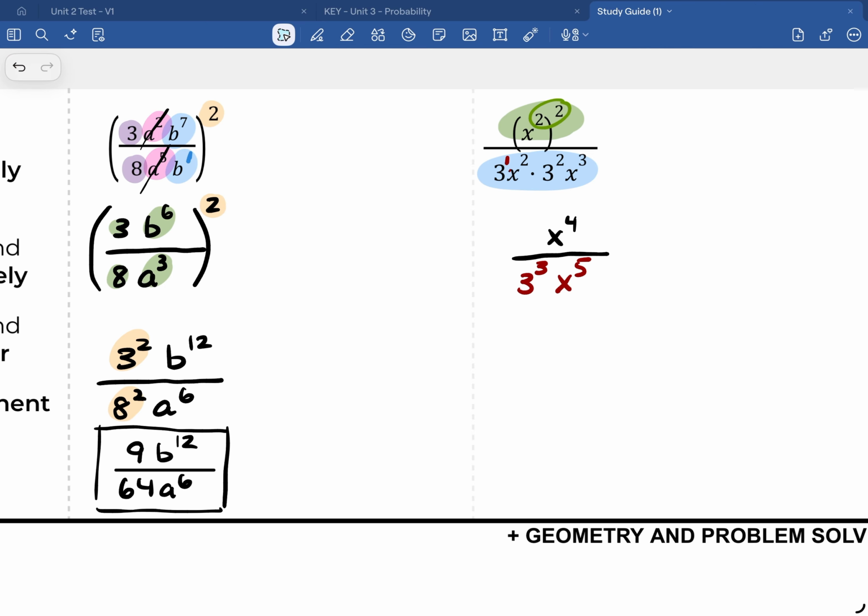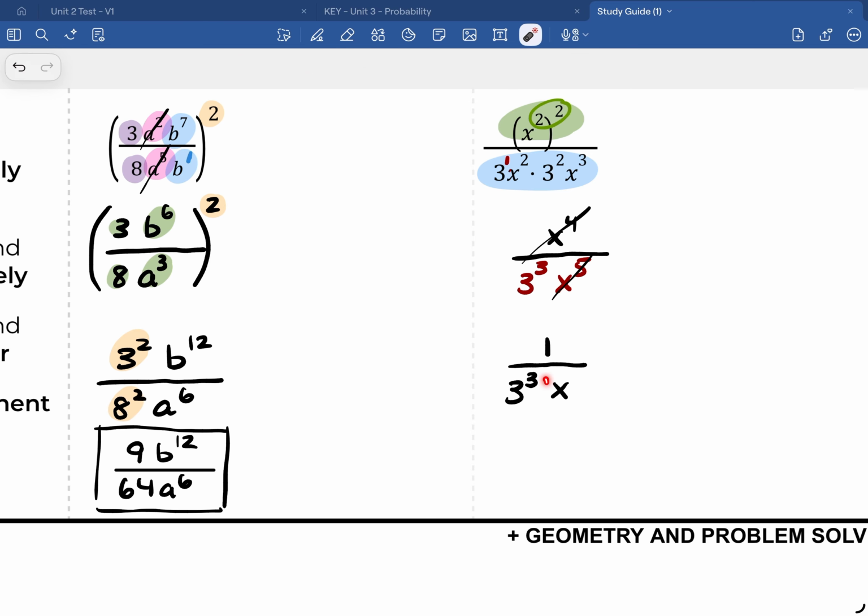And now the top and bottom are as simple as it gets. There's nothing we can do here. But what we can do is simplify x to the power of 4 and x to the power of 5. Subtracting those exponents will leave us with 1x on the bottom because that's where we had more x's. And so here we actually lose everything from the top, and when we lose everything from the top, we have to put a 1 there. 3 to the power of 3, and just a singular x at the bottom when we canceled those out.